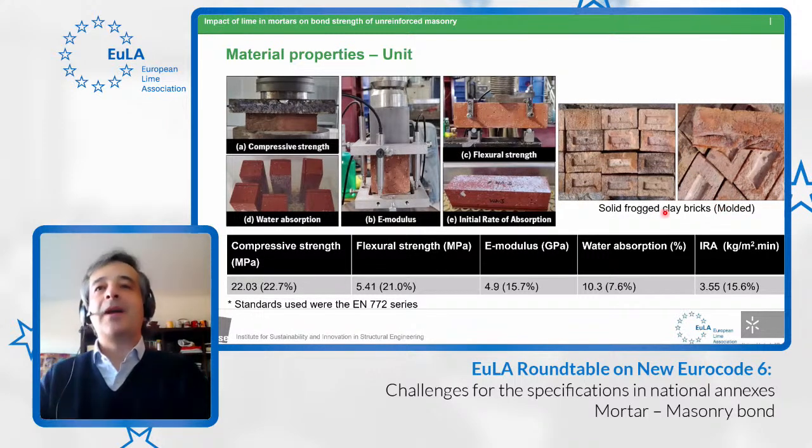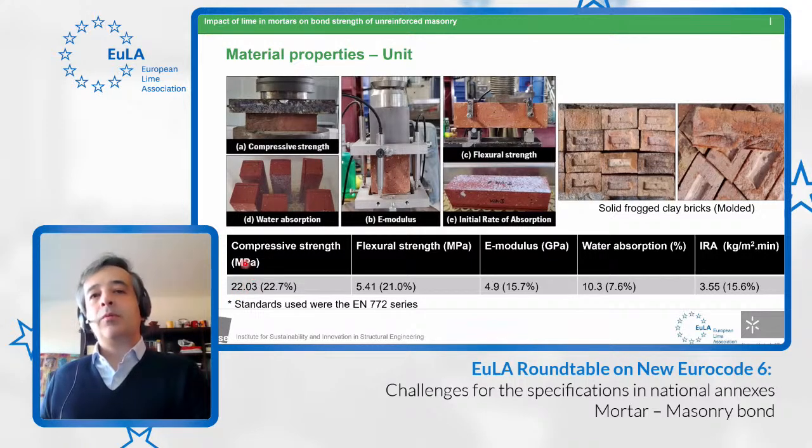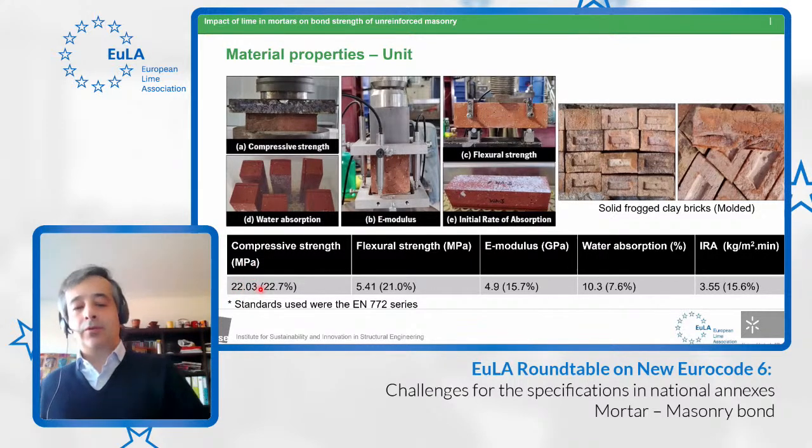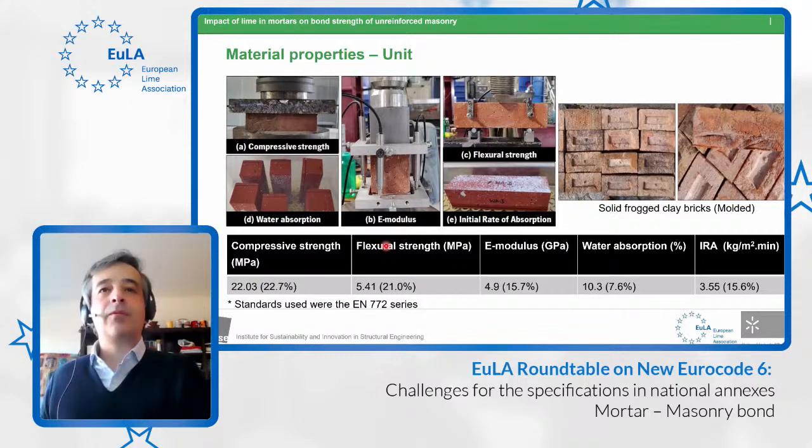As for the units, we used solid clay bricks, which were molded clay bricks. They were kindly supplied by Wienerberger. And of course, we had some basic data provided by the supplier, but we made our own tests according to standards. And I would just like to raise your attention to the fact that we have a compressive strength of 22 megapascal. So we are clearly in a situation where the compressive strength of the unit is larger than the one of the mortar, which is more than normal.